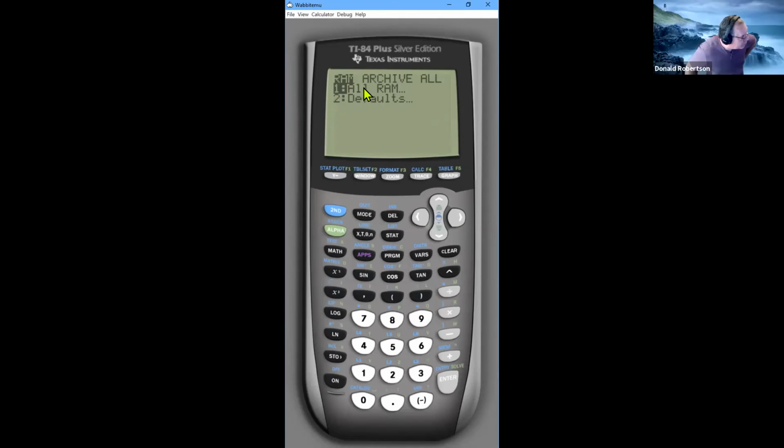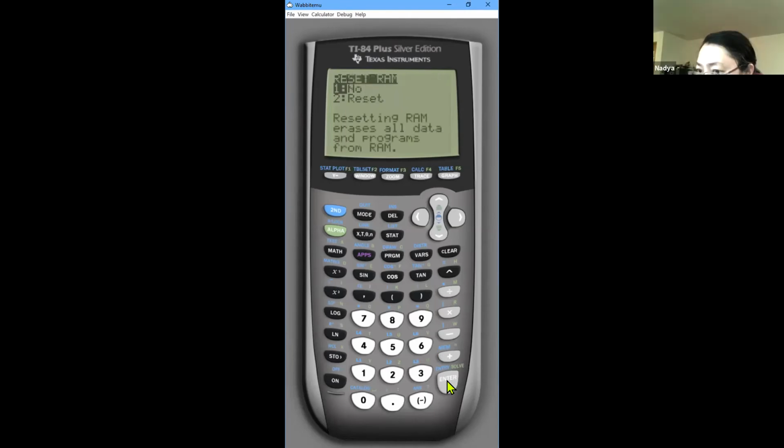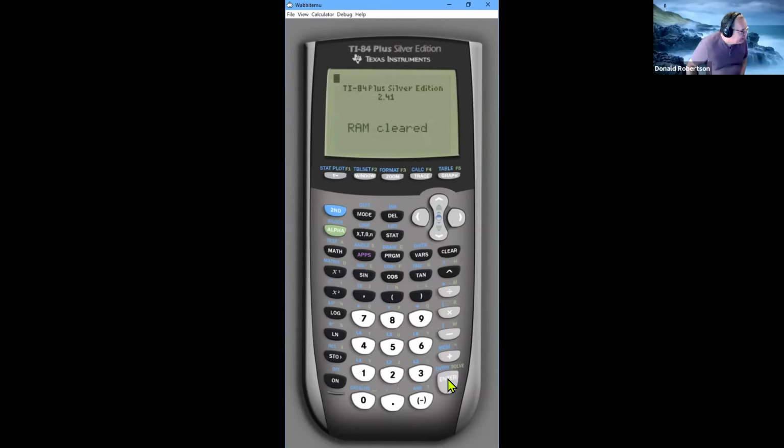Well, do you see the one at the top that says all RAM? Yeah. You're going to press enter. And then it's going to say 1 no and 2 reset, because we're going to reset the RAM. You're going to choose option 2, which is reset the RAM. That's basically resetting all the memory. Right, and hit enter. Okay.